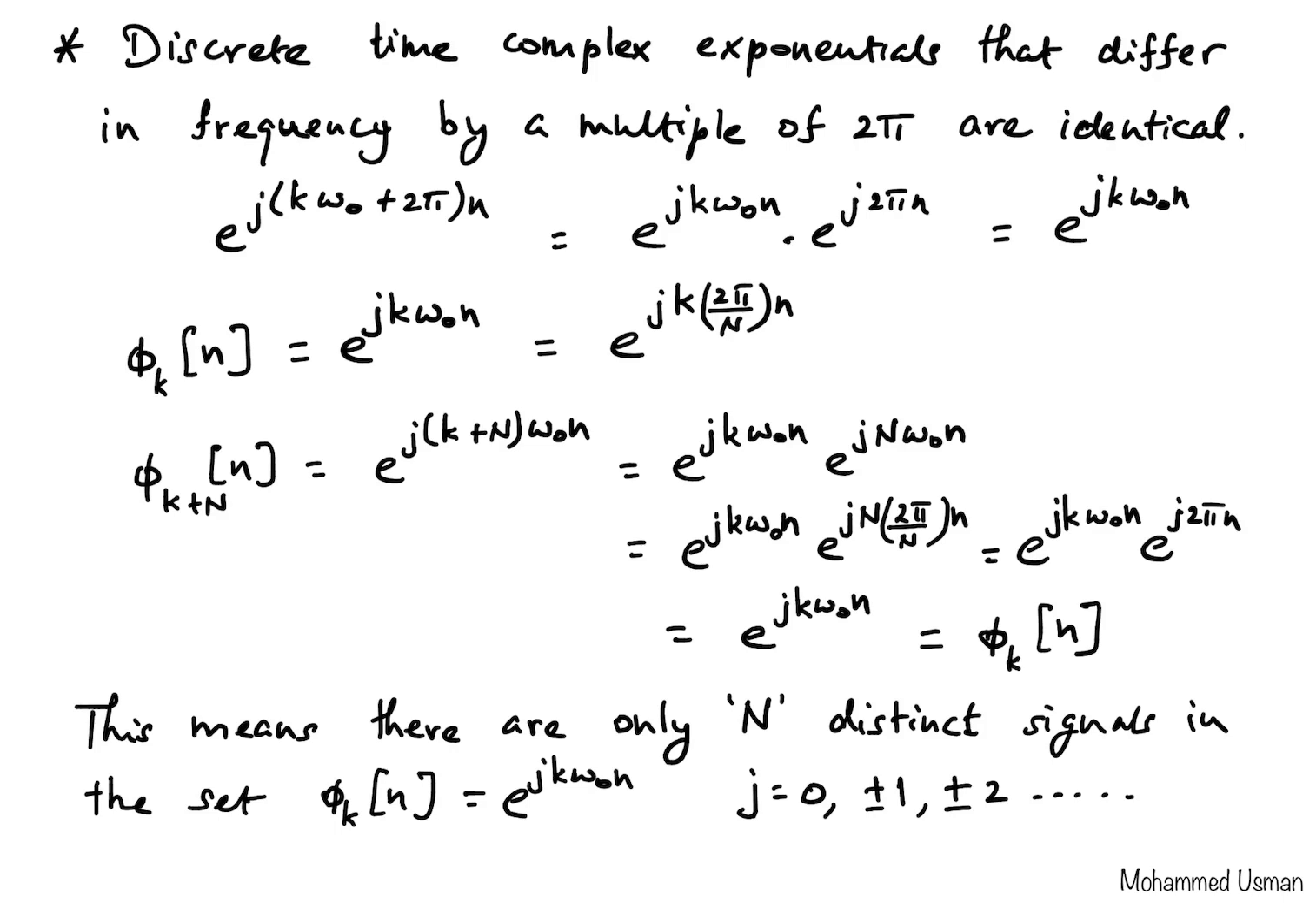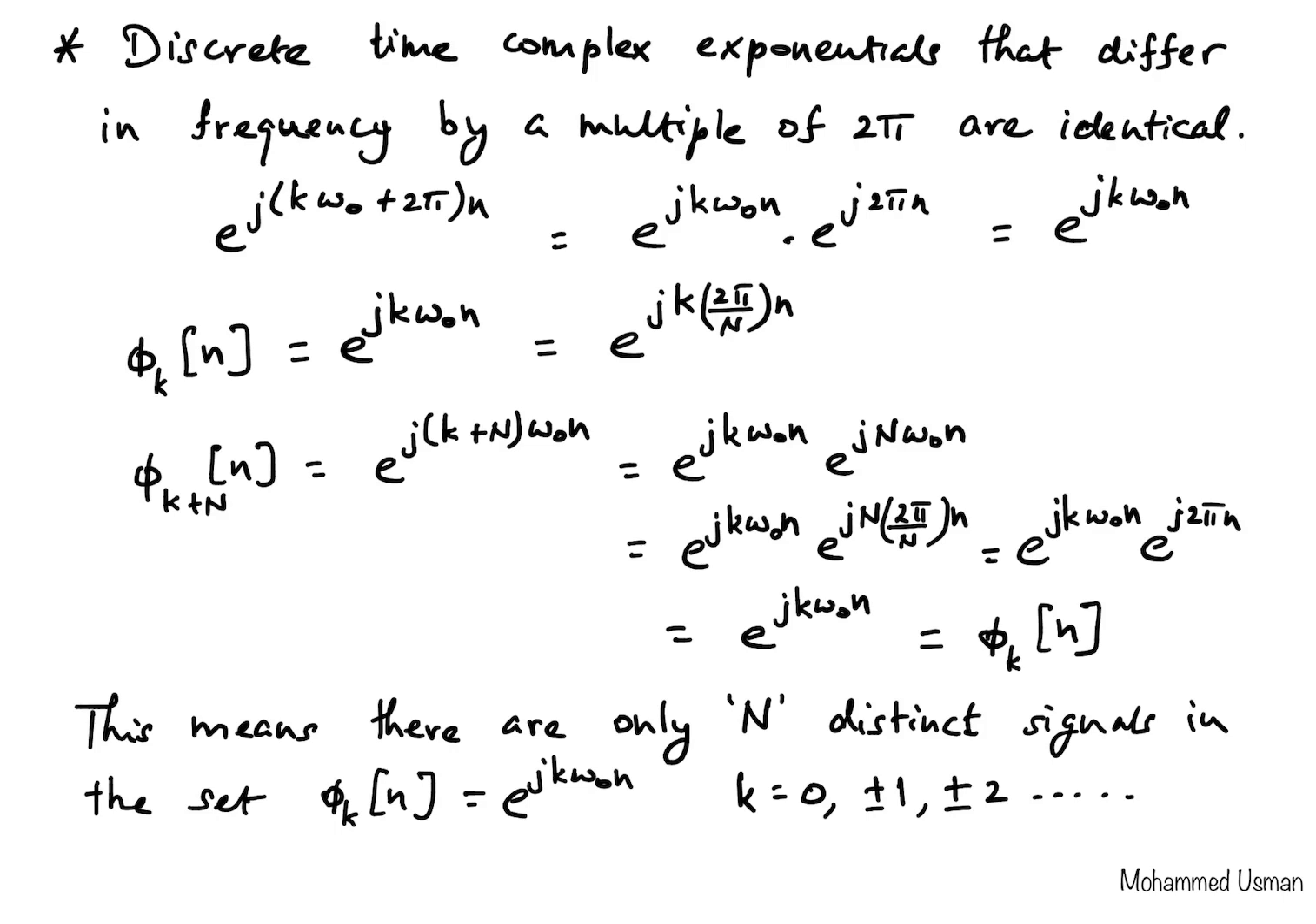this is k, I should have written it as k here, for k equal to 0, plus or minus 1, plus or minus 2, and so on. So even though there is an infinite set of numbers here, only n of them are distinct and different from each other. All the others are repetitions.